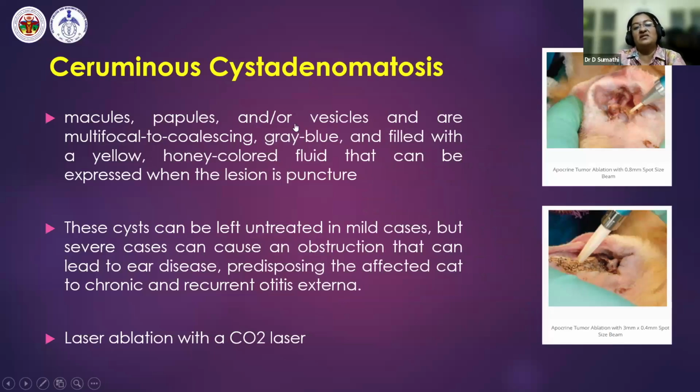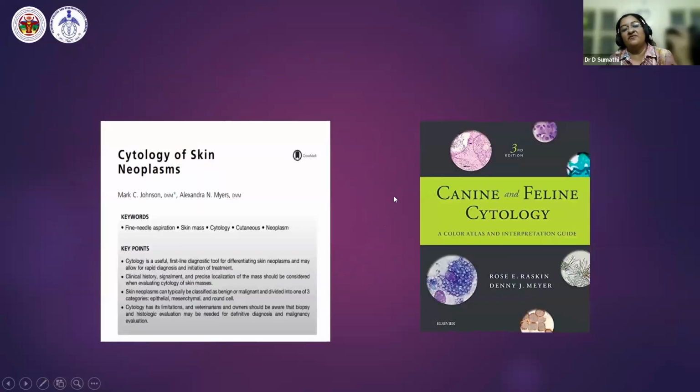And ceruminous adenomas, these are small grayish, grayish-blue fluid-containing structures. These can be left untreated if they are not causing much problem. But in case they are going to obstruct the ear canal, then you can go for removal, mostly with laser ablation. So these ceruminous adenomas are being removed. Coming to the references, the cytology references are from Veterinary Clinics of North America, and a few of the cytology images were also taken from textbooks.